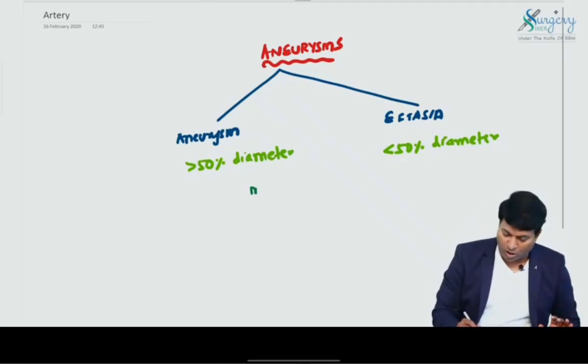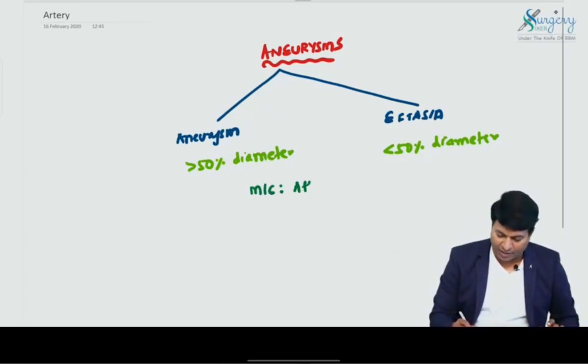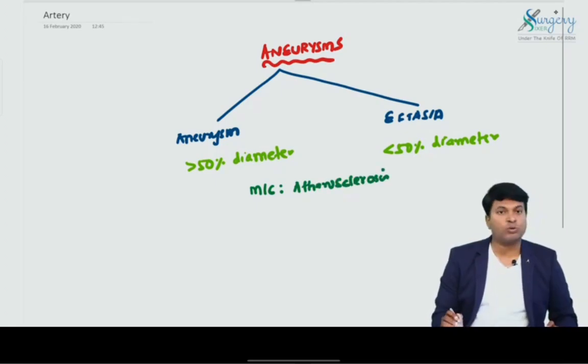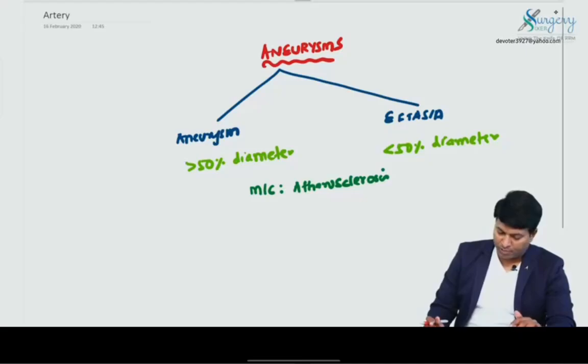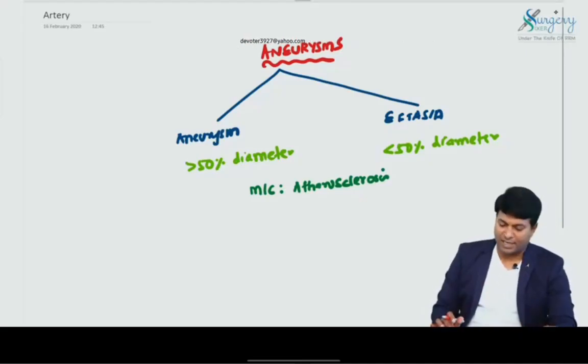The most common etiology of aneurysm is atherosclerosis. So please don't forget, the most common reason is atherosclerosis. You want to remember this? Okay, atherosclerosis is the most common reason for aneurysms. Now I'm going to tell you certain definitions and certain important MCQ one-liners.